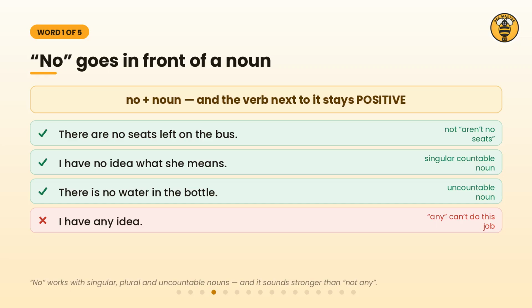No is very flexible. It works with a singular countable noun, like idea. I have no idea what she means. It works with an uncountable noun, like water. There is no water in the bottle. And here is a mistake to avoid. You can't say, I have any idea, and expect it to be negative. Any does not make a positive sentence negative. The correct sentence is, I have no idea.